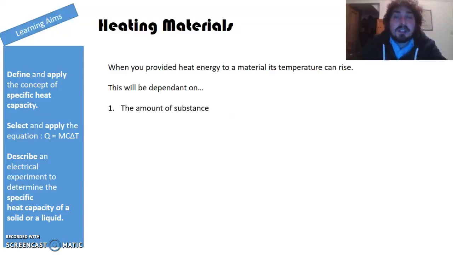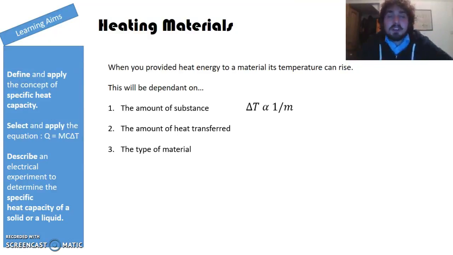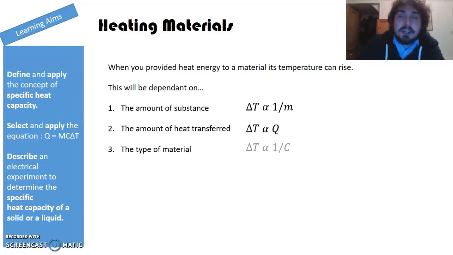More substance will mean it takes more energy to heat it up. The amount of the heat transferred, obviously more energy means more energy has gone into it. And the type of material that it is. Some materials will heat up very easily and some materials will heat up less easily, right? So we can say that the change in T is dependent on 1 over the mass, because it's inversely proportional to that, directly proportional to the amount of heat that you put in, and inversely proportional to some constant of the material. Now, I could have just said proportional to K.